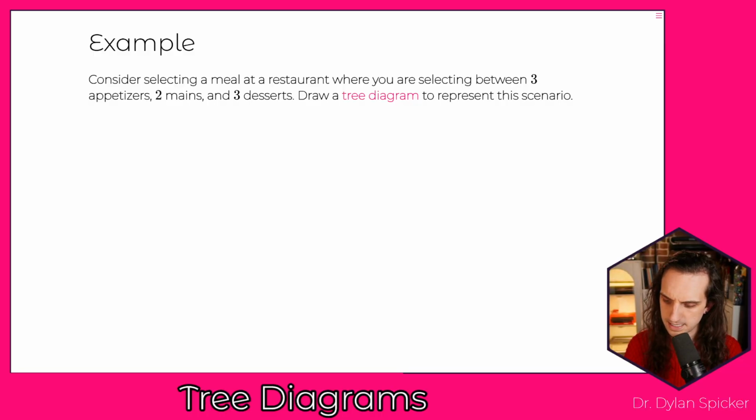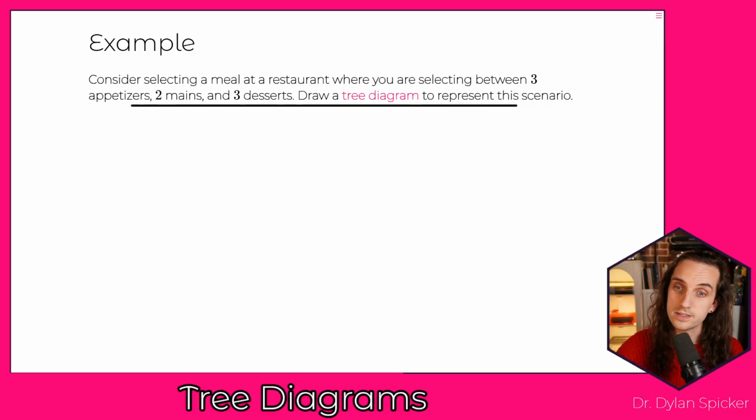So let's look at an example of this rather than trying to do it with words. What we're dealing with here is selecting a meal at a restaurant. We have to choose 3 appetizers, 2 mains, and 3 desserts, and we want to represent this whole scenario with a tree diagram. The first thing that we have to do is select our appetizer.